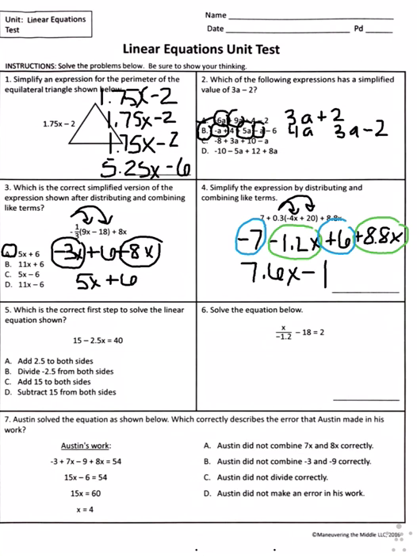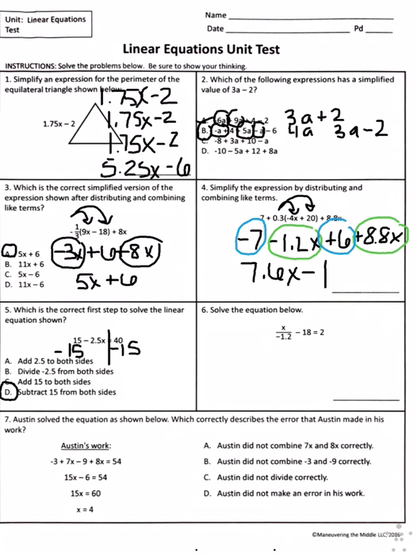Number 5, which is the correct first step to solve the linear equation shown? So we need to combine like terms, and we're going to combine the 15 and the 40. To combine 15 and 40, you have to do the opposite. You do a minus 15. And so the correct first step is letter D, subtract 15 from both sides.